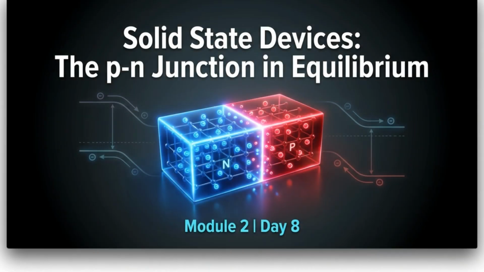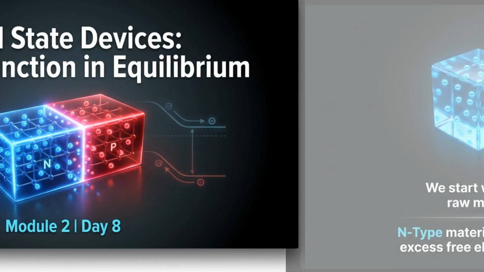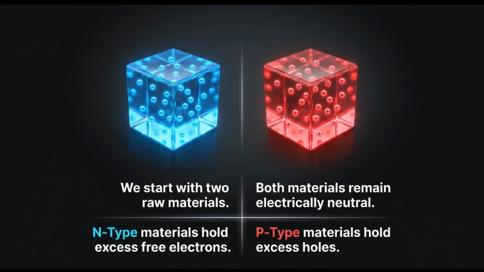Welcome to our video on solid-state devices, focusing on the PN junction in equilibrium. This is part of Module 2, Day 8 of the B.Tech ECE curriculum. We begin with two raw materials, N-type, which has excess free electrons, and P-type, which has excess holes. Both materials are electrically neutral initially.